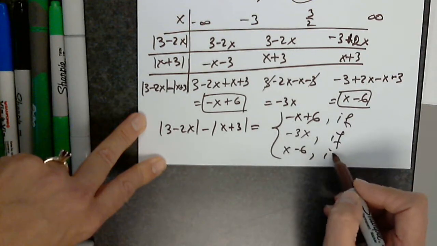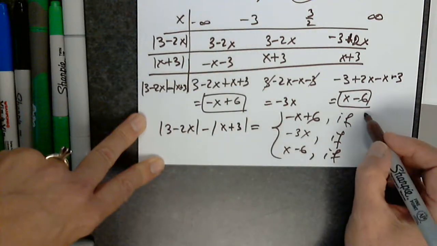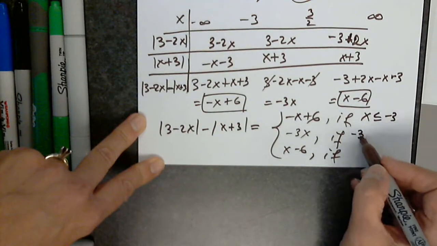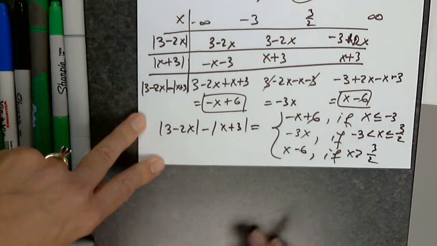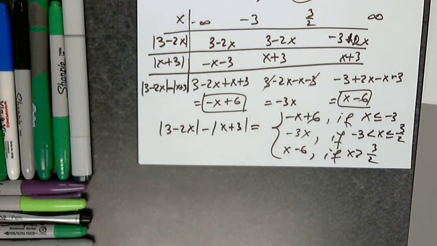To the left-hand side of negative 3, between negative 3 and 3/2, and to the right-hand side of 3/2. Any questions on this? Any questions? Yes? So before I switch to the chart, is it exactly solve it?